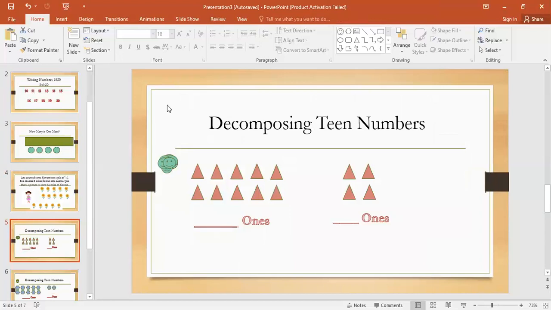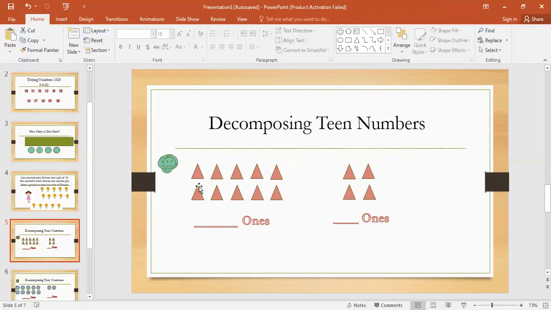Okay, guys. So what we are focusing on is counting objects in our teens, counting objects to 20. So that means we are going to focus on decomposing teen numbers to figure out how it's broken down when we count objects to 20. I'll explain more about what this means.